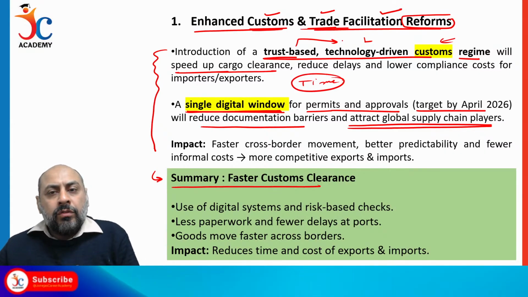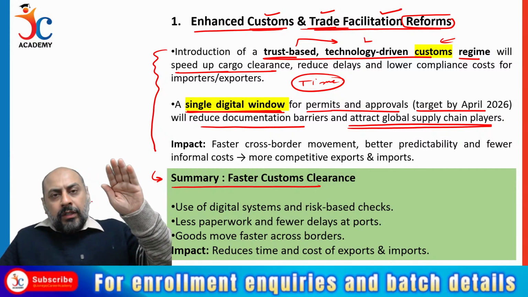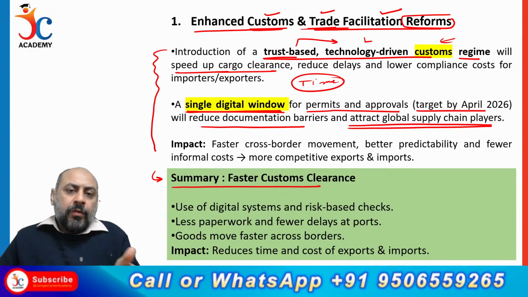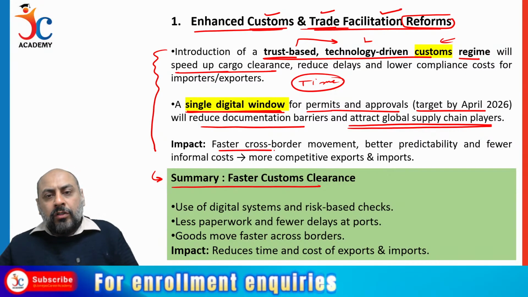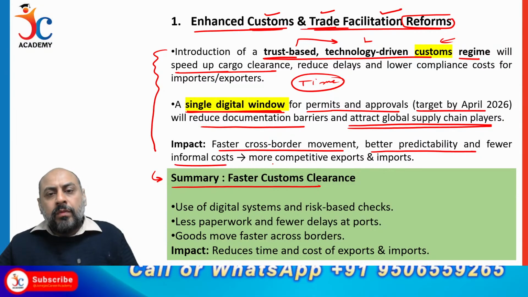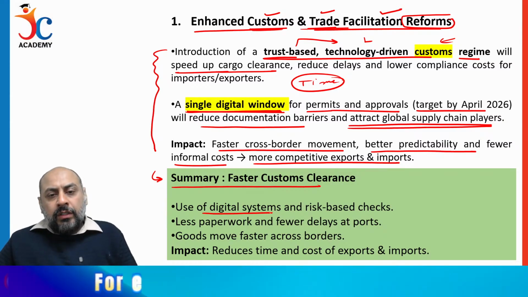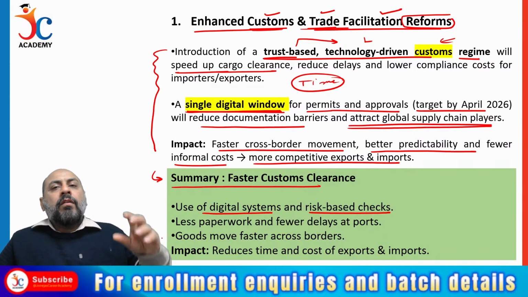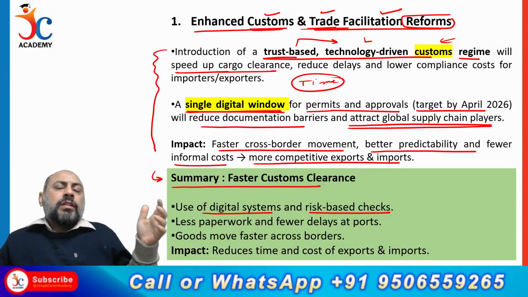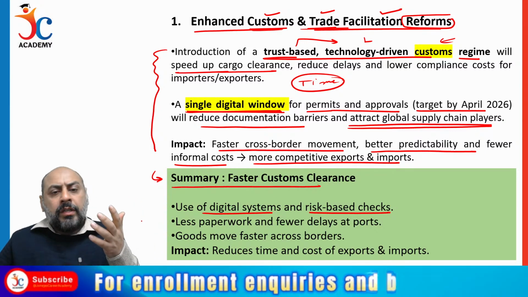So if technology is involved in scanning, and technology is involved in single window operations, it will bring down the time needed. The entire time needed for you to export or import a product will come down. So the impact is faster cross-border movement, better predictability and fewer informal costs, and you will become more competitive for exports and imports. So you are using digital systems and risk-based checks. Wherever you think the risk is high, you have checks and measures. Wherever you analyze that the risks are negligible, you will make it very easy.